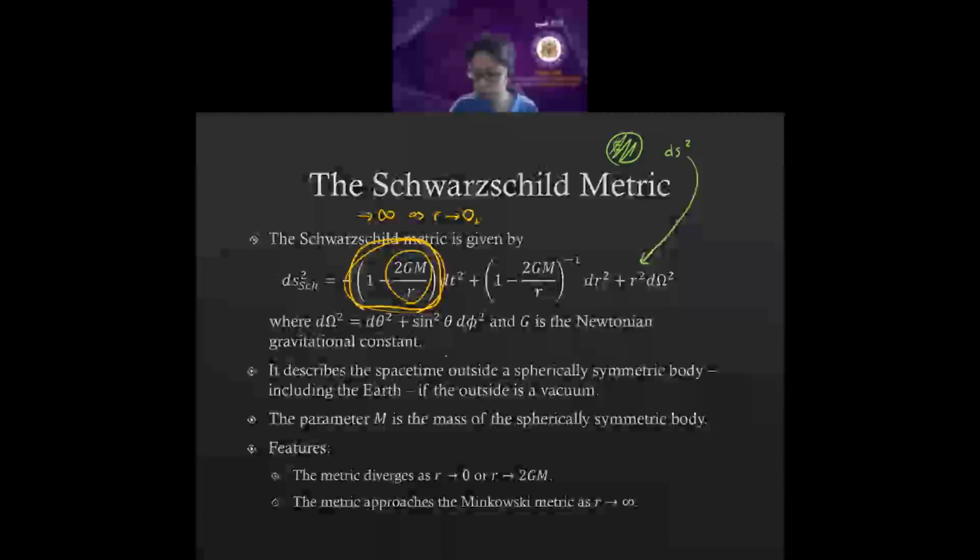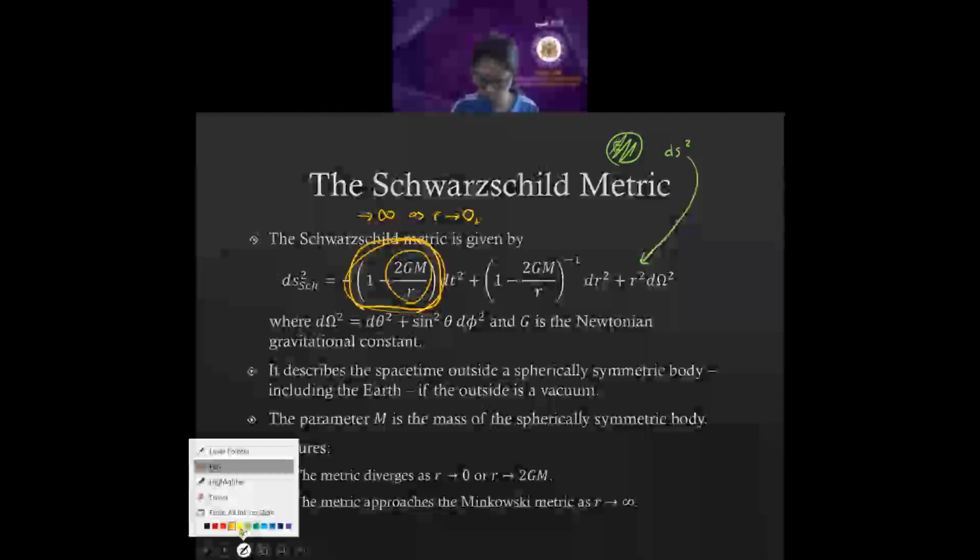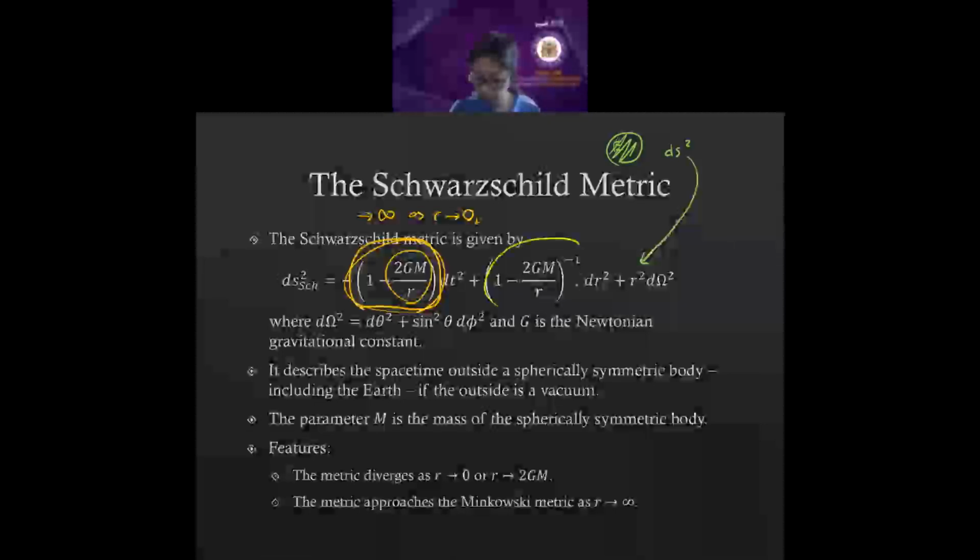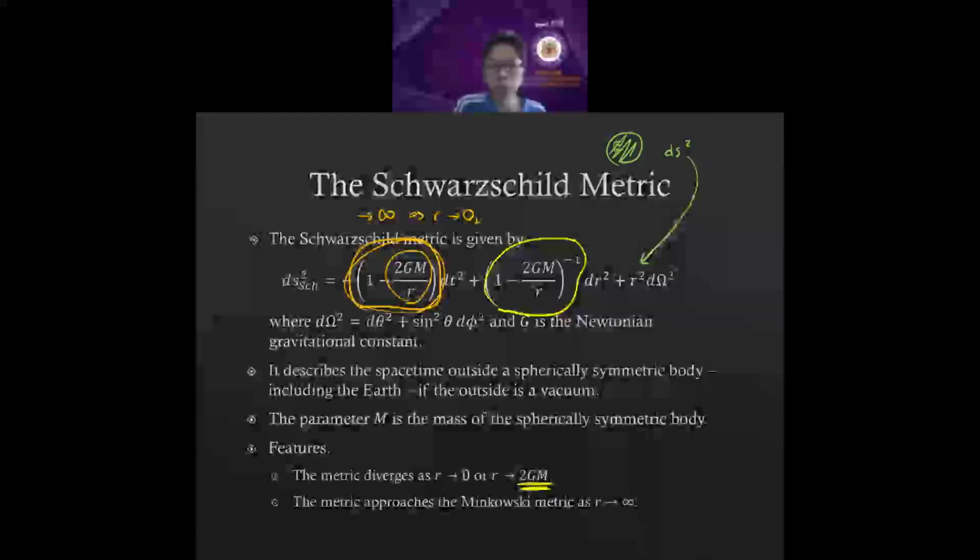Meanwhile, this term that we have, with this power of -1 here, would go to infinity as r approaches this special value, r equals 2GM.